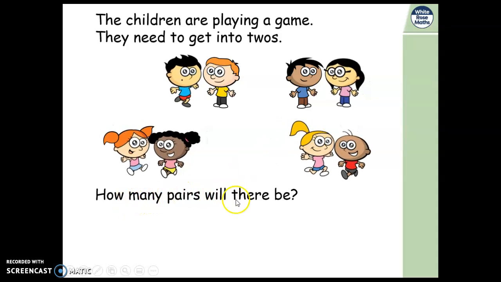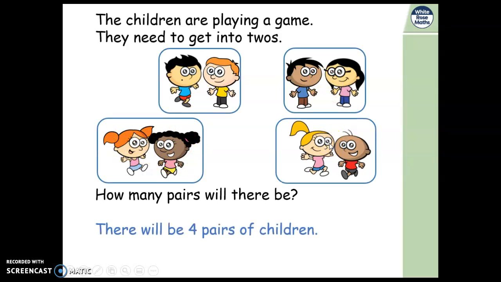How many pairs will there be? So we've put them into groups of 2. So we've got 1, 2, 3, 4 groups of 2, or 4 pairs. Remember, pair, 2. Pair of socks, pair of shoes.